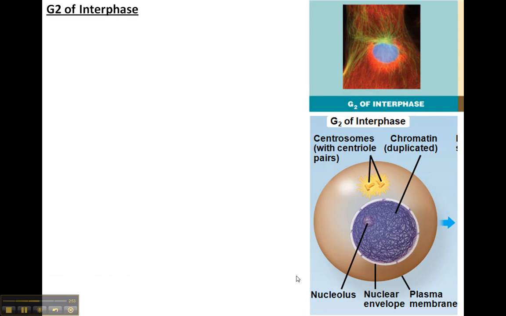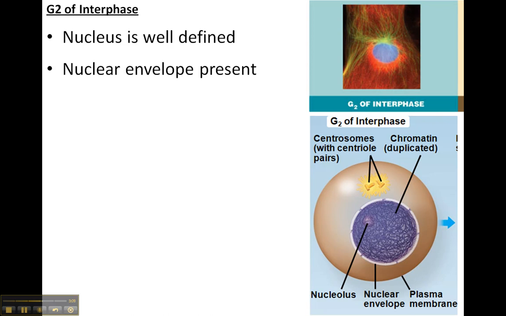And let's start at G2 of interphase because that precedes mitosis. So you can note in the picture, and it will be very important for you to look at the pictures, you also have images in your textbook that you can review. The nucleus is very well defined, and you'll see that the nuclear envelope is present, and you can see the pores in that image on the right. There are also one or more nucleoli present, and you can see that in purple right here.